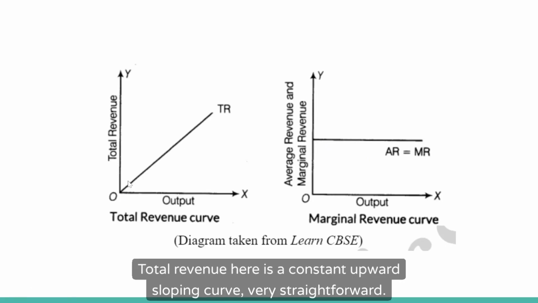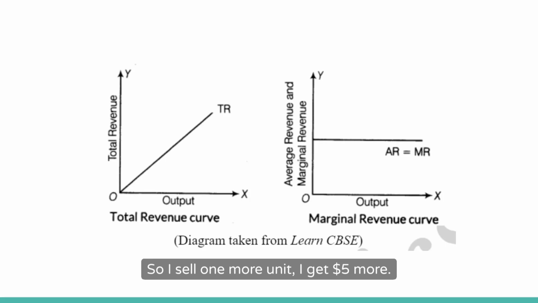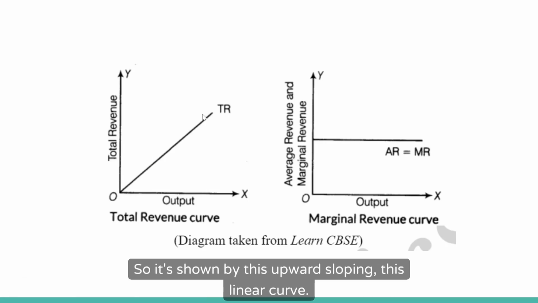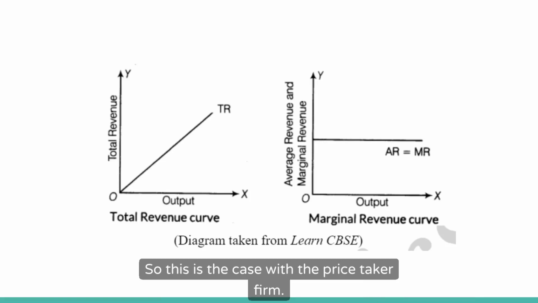Total revenue here is a constant upward sloping curve. Very straightforward. So every unit that you sell, you earn the same additional amount. So I sell one more unit, I get $5 more. I sell a second unit, I get another $5. So the pace of increase in the total revenue is actually constant, so it's shown by this upward sloping, linear curve. Every unit that you sell, you get the same additional amount of revenue. All right, so this is the case with the price taker firm.